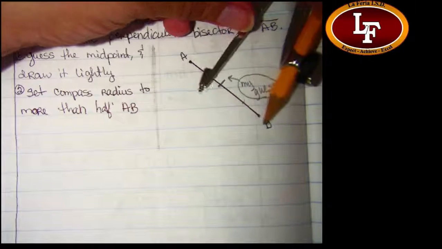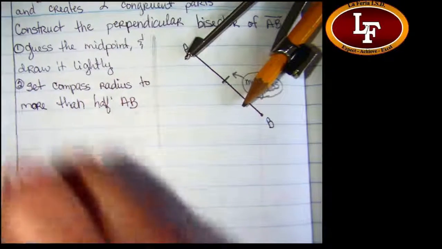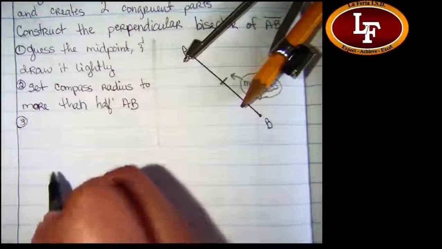Okay, that looks pretty good. That's where I'm going to set my compass radius to. Somewhere more than half.